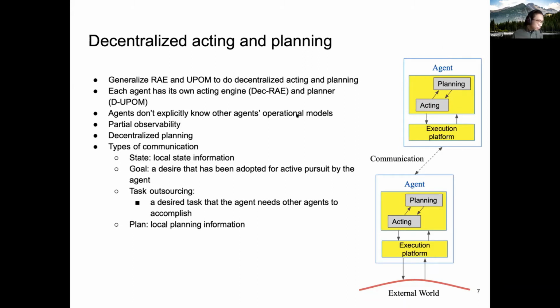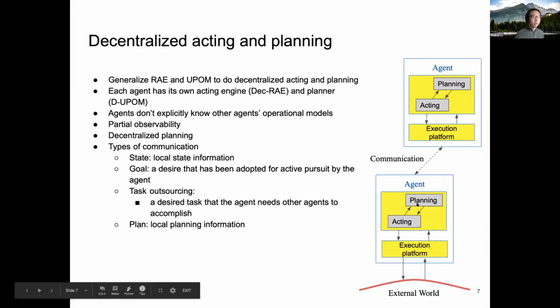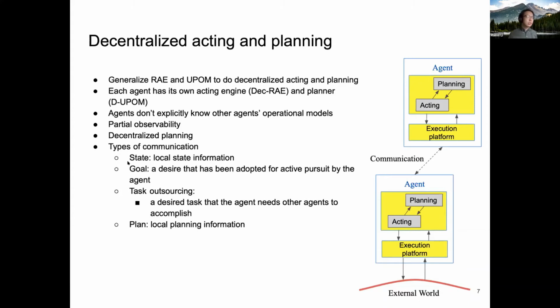And there's this partial observability, which means each agent has their own local observation and local state. And we need some decentralized planning to give them advice on which methods to choose. And here are different types of communication. Agents can communicate their local state information. They can tell each other what they're actively pursuing, or their goal.